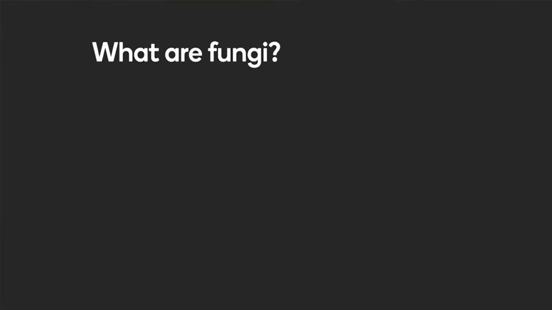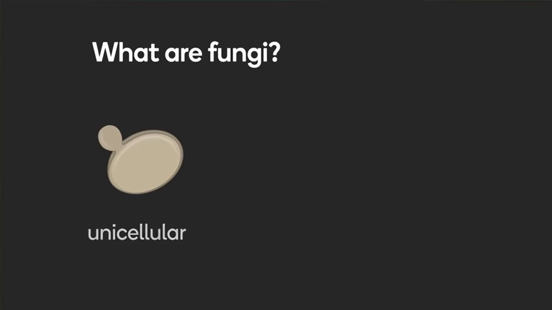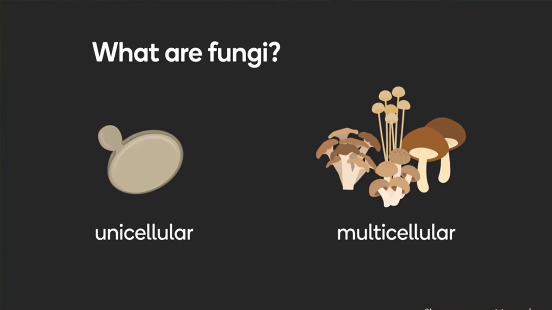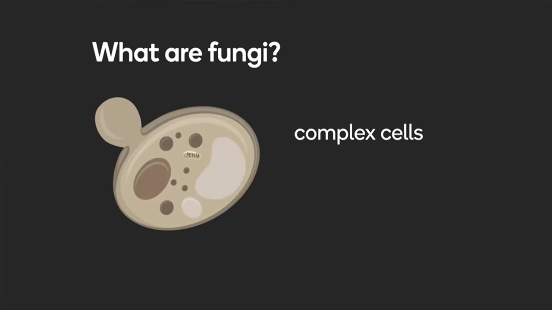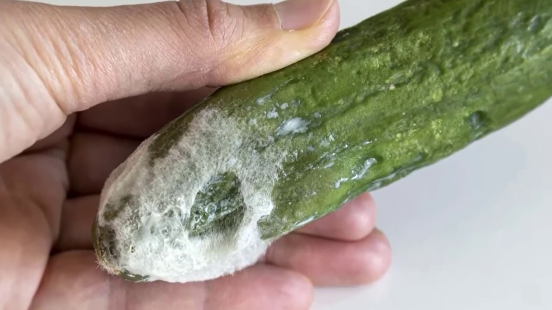But what are fungi? Fungi can be unicellular, like a yeast cell, or multicellular. They have more complex cells than bacteria, similar to plant and animal cells. In fact, fungi were once classified as plants. But unlike plants, they can't use sunlight to produce food by photosynthesis. Instead, they get their food by decomposing dead matter, or feeding off a living host, like your friend Pete.